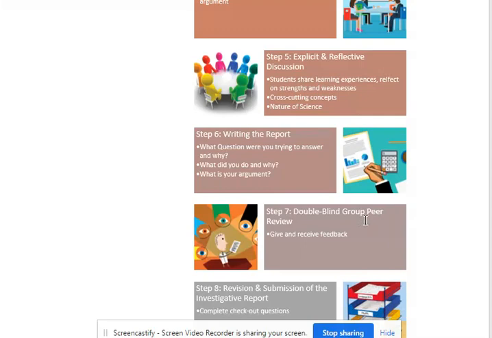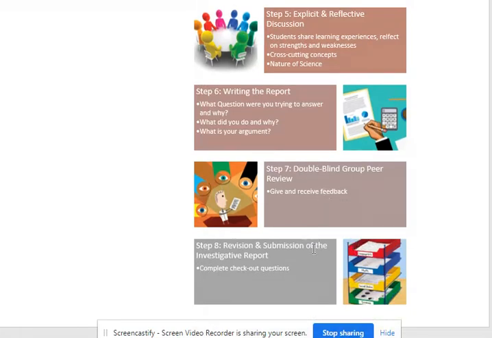Then in step 6, we write the report. And the report is just short and sweet, but we're going to mainly cover what question were you trying to answer and why, what did you do to answer it and why, and then finally, what is your argument? What is your explanation? Step 7 is a double-blind group peer review. So double-blind means you don't know who has your paper and they don't know whose paper they're looking at. But then they're going to read through your report and they will give you feedback. And that brings us to step 8, where you'll revise your report based off your peers' feedback, and then you will turn in that report.